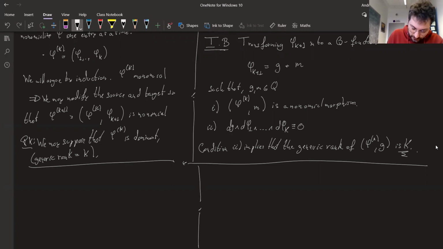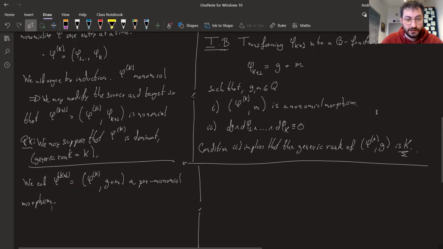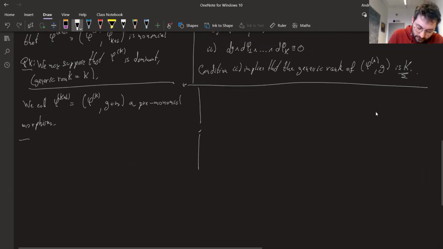Just to give the definition, once we get this normal form, we call this phi k plus 1 here, which is phi k, G plus M, a premonomial morphism. And the last step, as we might imagine, is to transform the premonomial morphism into a monomial morphism, transforming to G equals 0.